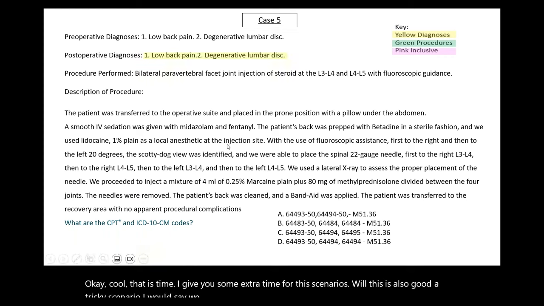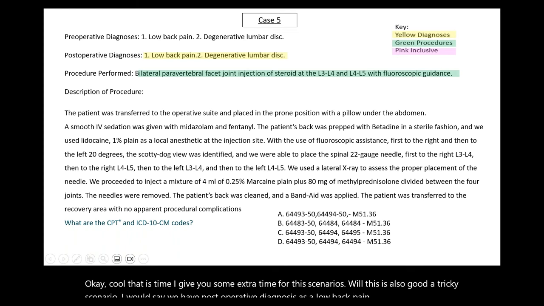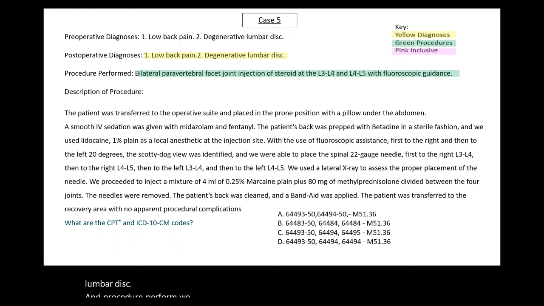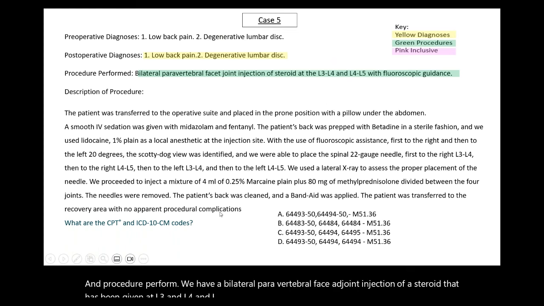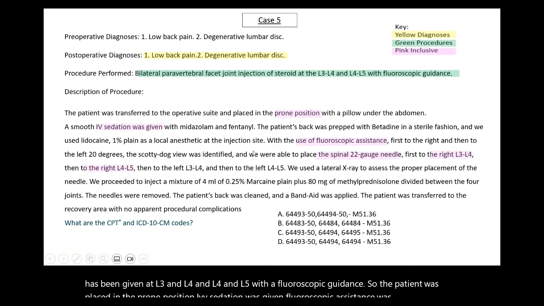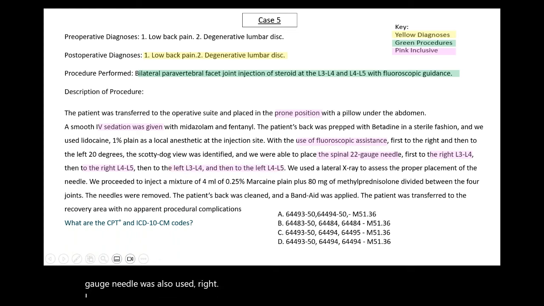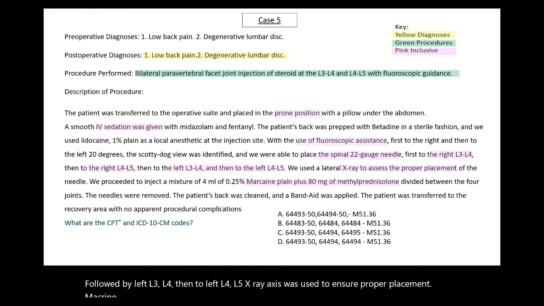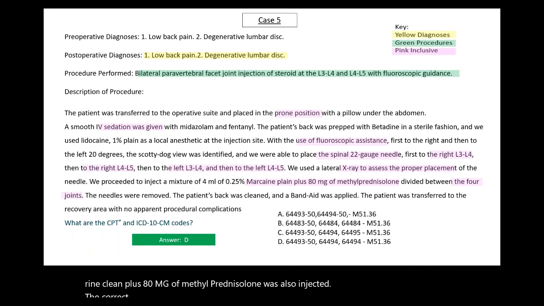We have postoperative diagnosis as low back pain, degenerative lumbar disc, and procedure performed. We have a bilateral paravertebral facet joint injection of a steroid that has been given at L3 and L4 and L4 and L5 with fluoroscopic guidance. The patient was placed in the prone position. IV sedation was given. Fluoroscopic assistance was used. A spinal gauge needle was used at right L3, L4, and then right L4, L5, followed by left L3, L4, then left L4, L5. X-ray was used to ensure proper placement. Marcaine plain plus 80 mg of methylprednisolone was also injected. The correct answer is going to be option D.